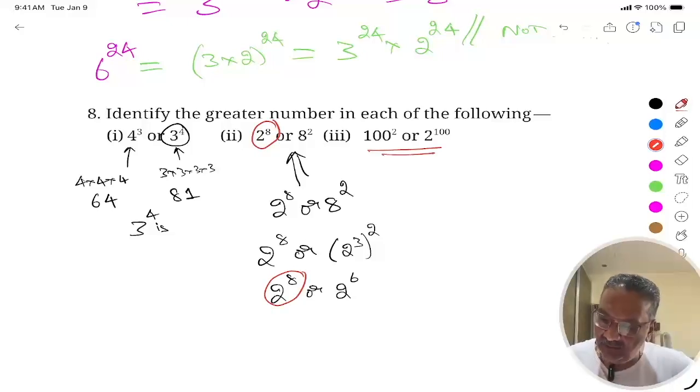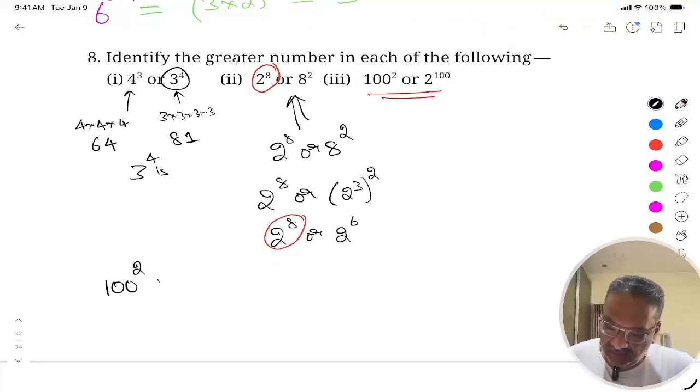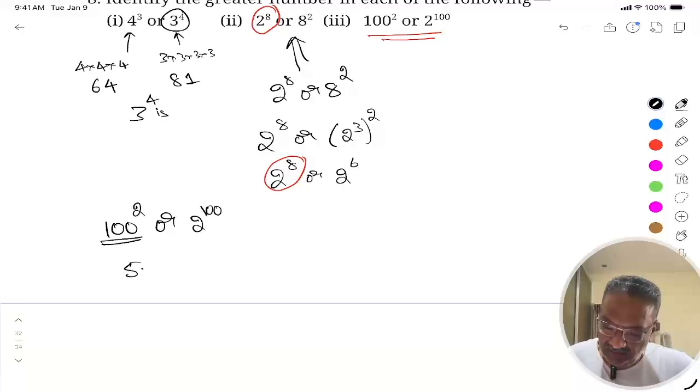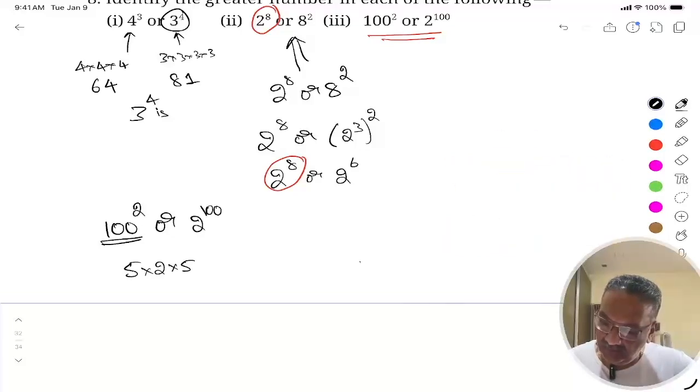ಅದೇ ತರ let's do this. 100 square or 2 to the power of 100. This is also very simple. 100 can be written as 5 into 2 into 5. Okay. ನೋಡಿದ ತಕ್ಷಣ ಹೇಳಬಹುದು 2 to the power of 100 will be a very very large number, whereas 100 square will be what? 100 square will be 10,000 only.